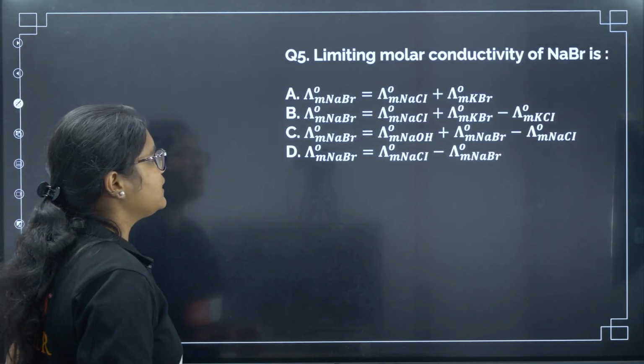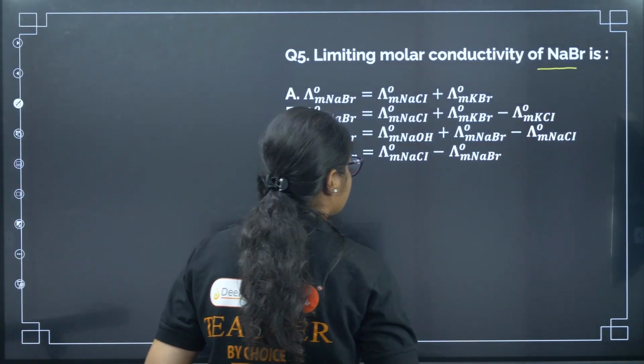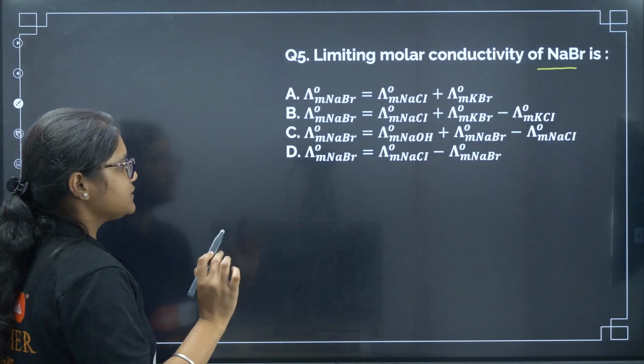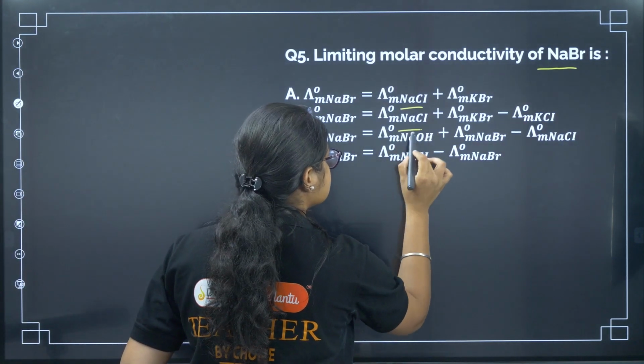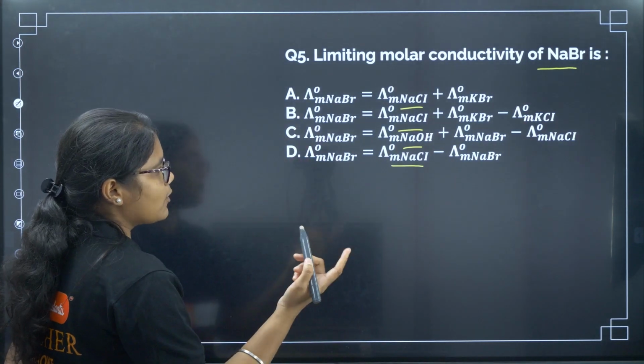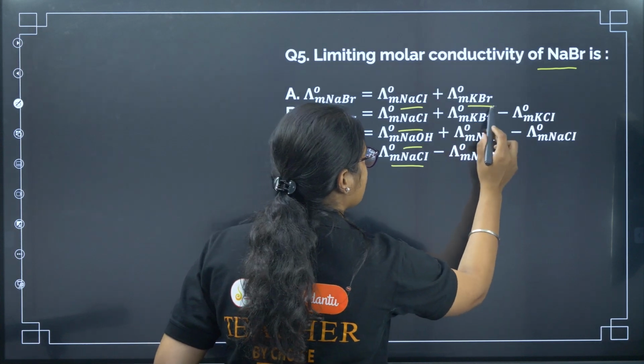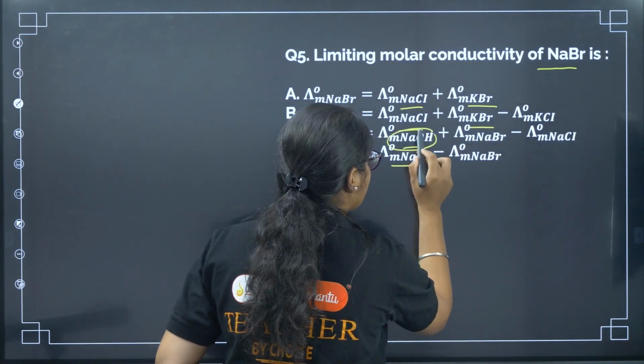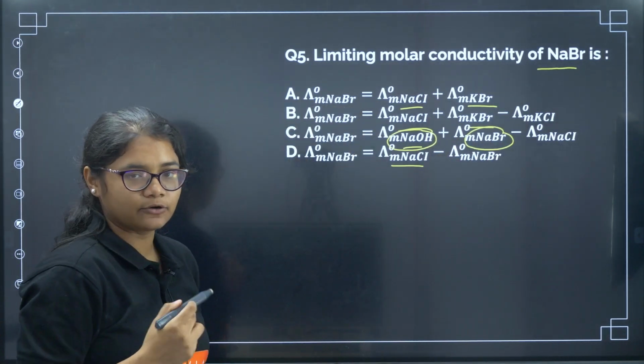The next question, limiting molar conductivity of NaBr. So we need NaBr, right? First of all, there should be Na, and all the options are having Na. Next, the option should have Br. Here it is Br, here also it is Br. But here you see NaOH and NaBr, there's nothing to be cancelled.